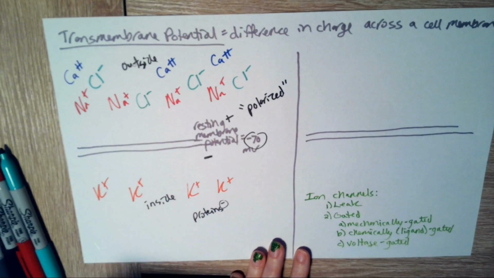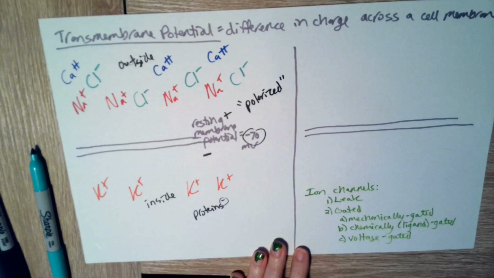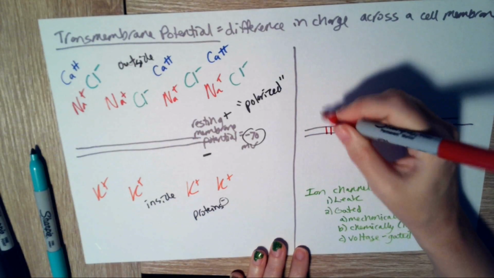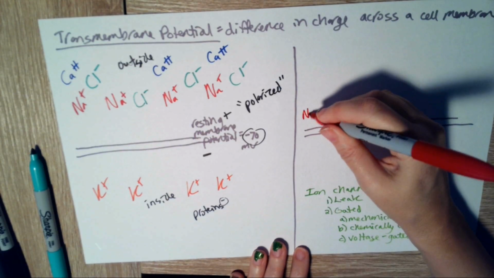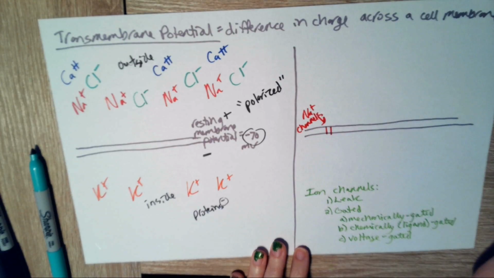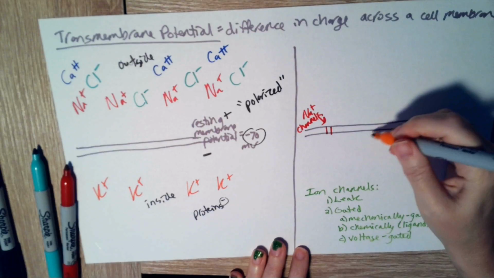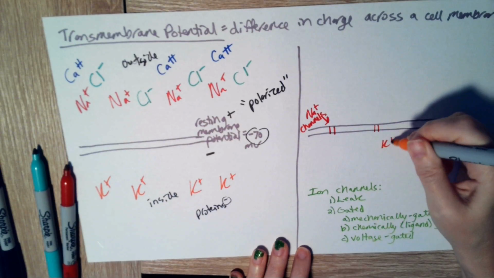So these protein channels, or we could call them ion channels, will be specific for each particular ion. So we'll have sodium channels that sodium can move through. There will be potassium channels that potassium can move through.